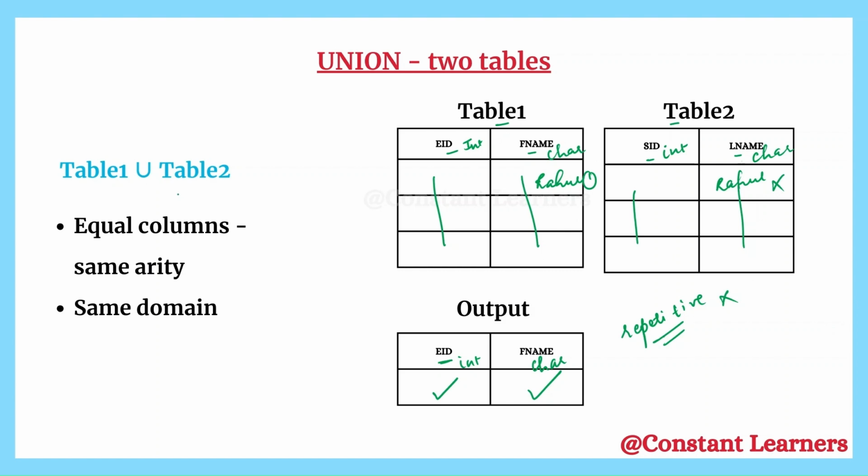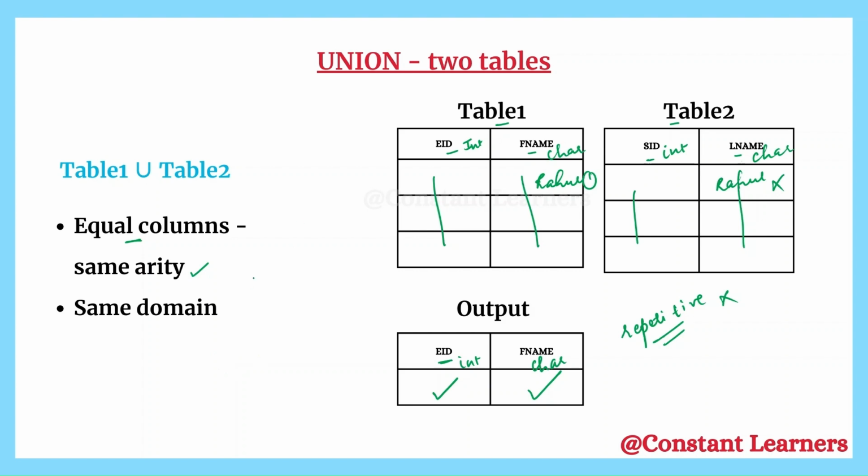The criteria for allowing the union of two tables is that both the tables must have equal columns. That is, both the tables must have the same arity. This I've already explained in a short video. I'll share the link above and probably also in the description box. You can check that video if you don't understand what is same arity.